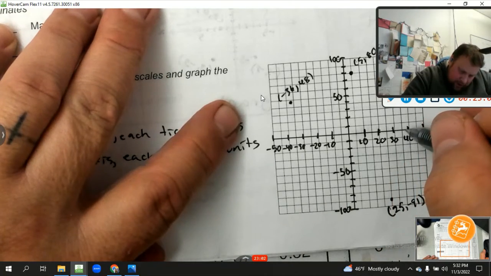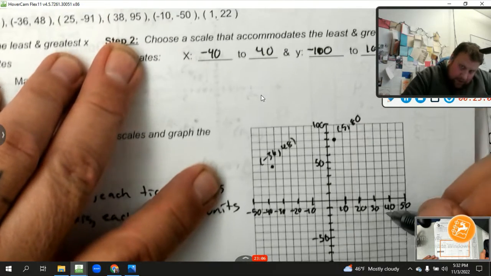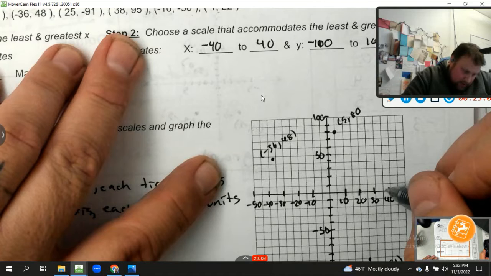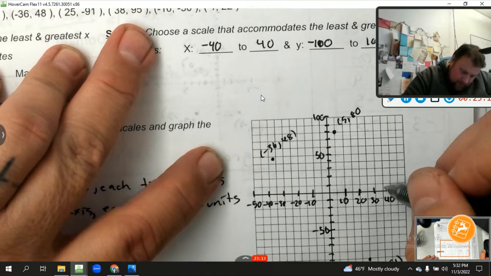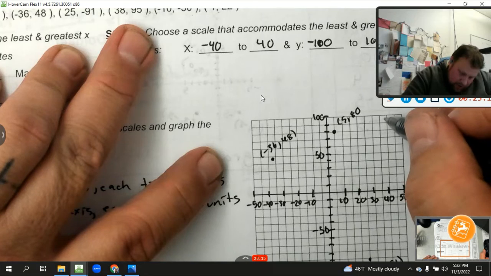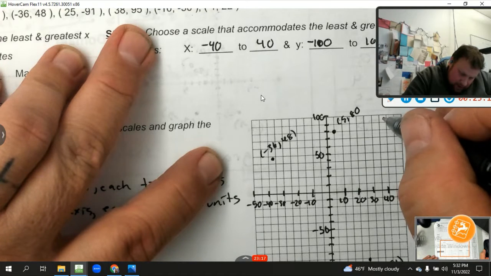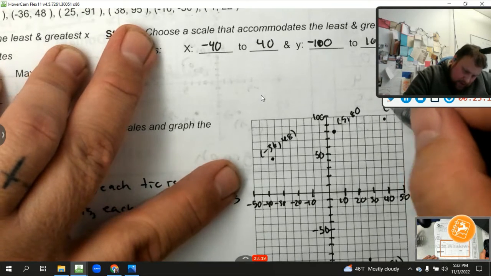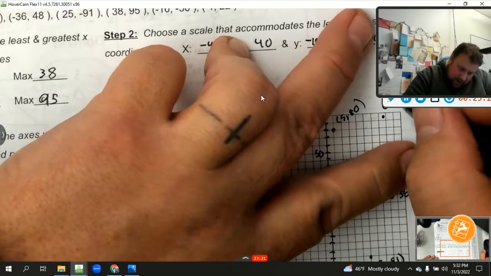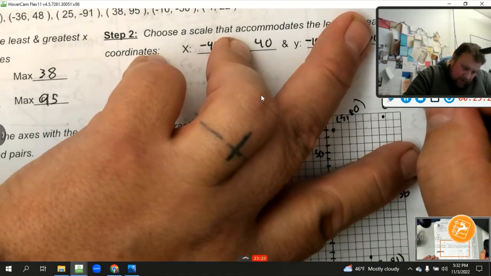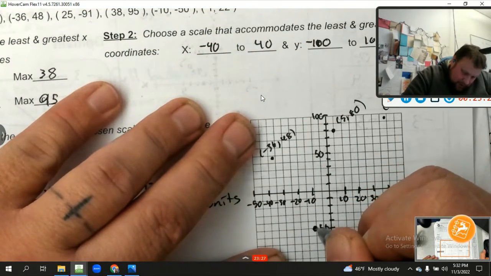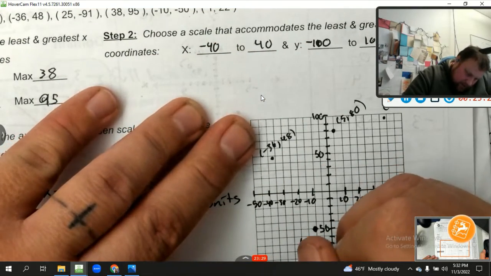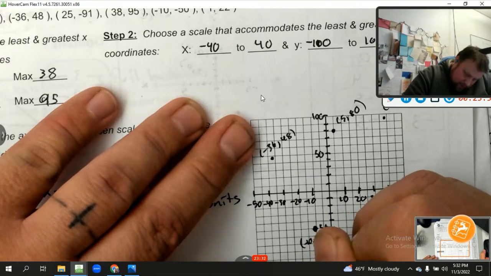Let's go ahead and do the next one, which is 38, 95. So 38 is going to be about right here, just a little bit before the 40. And now we need to go up to what? 95. So almost to 100, just halfway in between. That is 38, 95. There's 2 more. Negative 10, negative 50 is easy. It's right on a tick mark. So that is negative 10, negative 50.